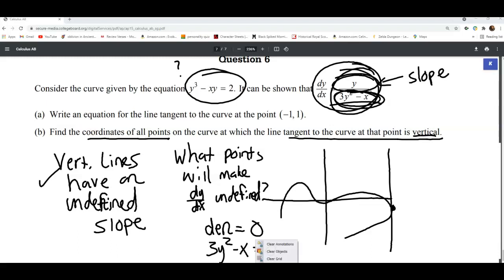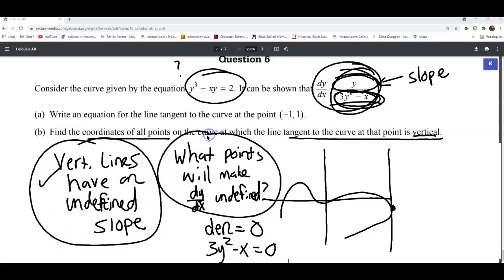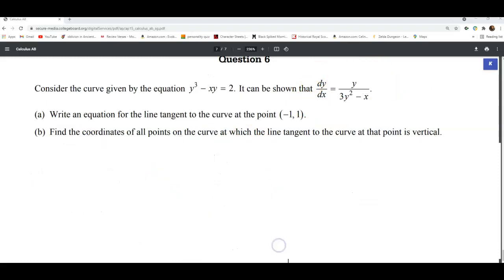So now these are good notes to have here, but they're really not part of the solution. So now I'm just going to go ahead and start writing down the stuff that has to do with the solution. So I want to find all the points on the curve where the line is tangent to the curve and that tangent line is vertical. So I know now that means that the denominator of my slope, or my derivative, would have to equal 0, which would mean that x equals 3y squared.